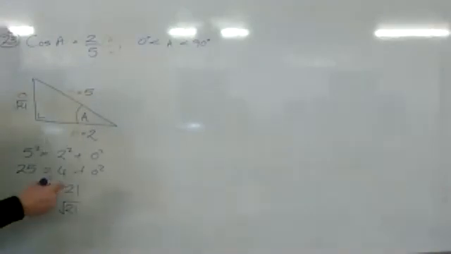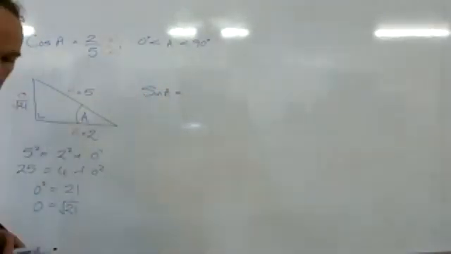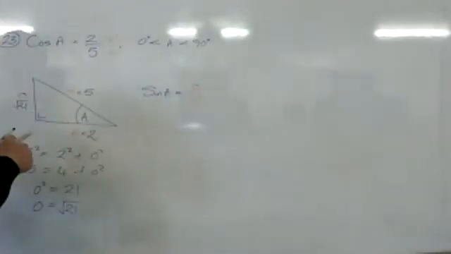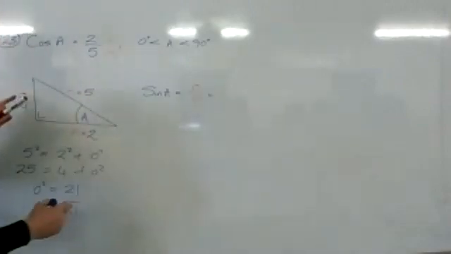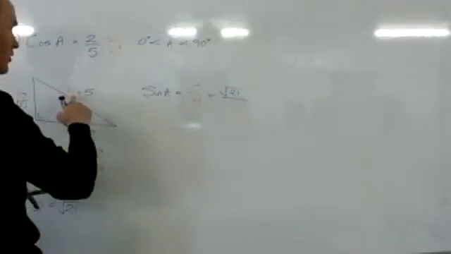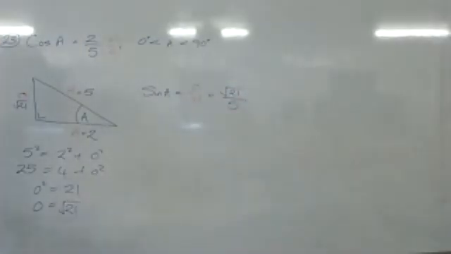So for sin A, I guess the opposite is over the hypotenuse, the opposite divided by the square root.